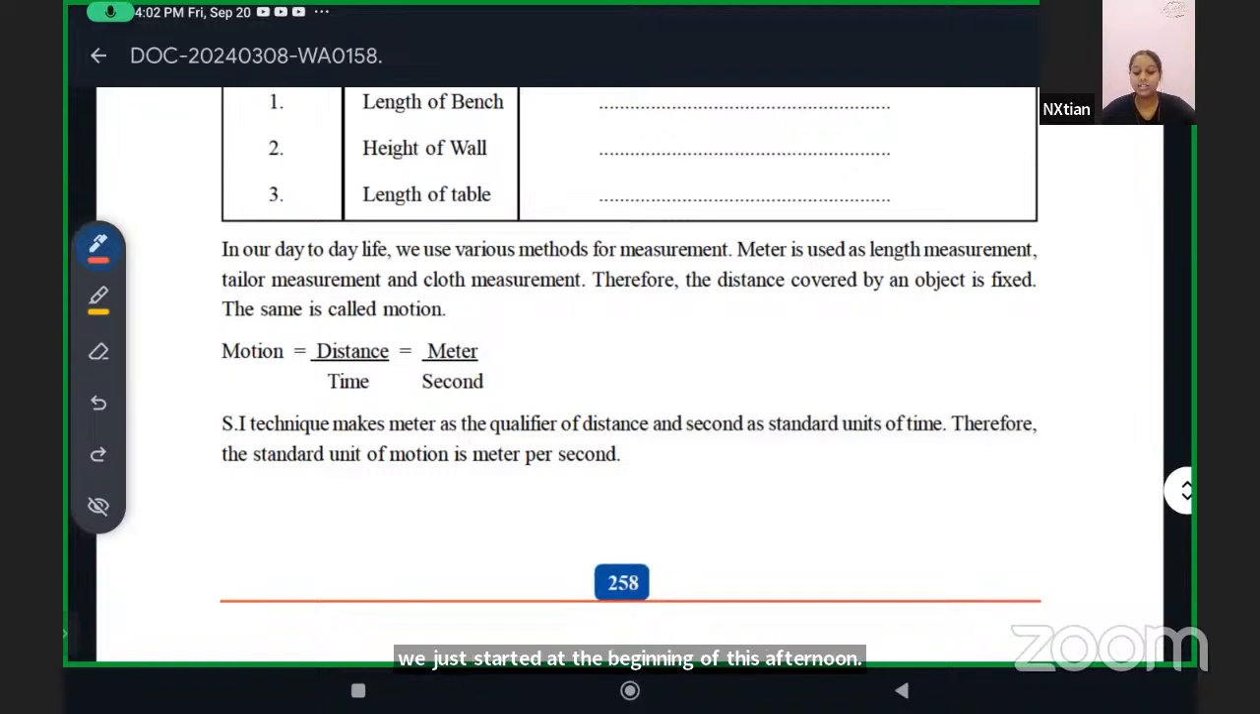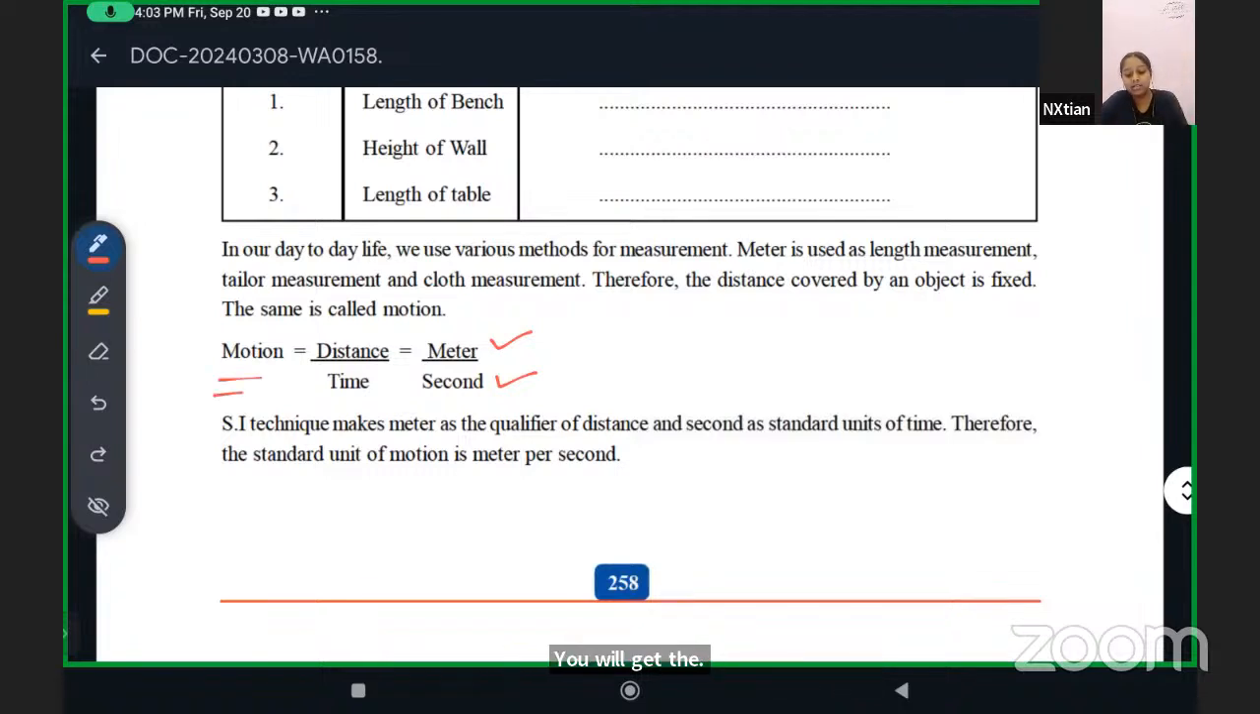So, motion is equal to distance upon time, which is equal to meter upon second. Like how many meters you cover in how much time. Distance upon time is the same as meter by second. How? Distance is measured in meters, and time is measured in seconds, minutes, or hours, whatever. So when you divide the meters by that time measurement, you will get the motion.